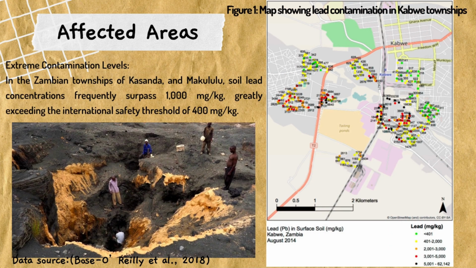In the heart of Zambia, the townships of Kasanda, Makandayama, and Maglulu suffer greatly. As we can see from the map here, the soil in these areas contains lead concentrations alarmingly above the safety limit of 400 milligrams per kilogram, posing severe health risks to residents, especially children, who are exposed daily through play and other activities.